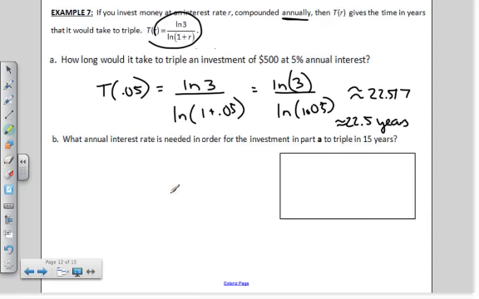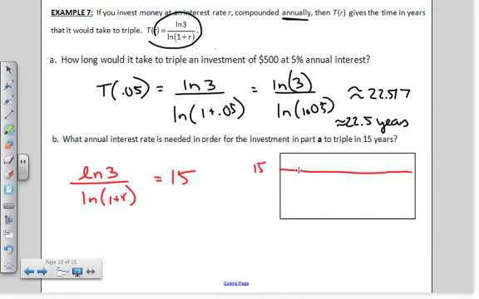All right. What annual interest rate is needed for that investment to triple in 15 years? Well, we have to take our function, ln of 3 over ln of 1 plus r, and set it equal to 15. Now, one way we can do that is to draw the line y equals 15. And when you graph the ln of 3 over ln of 1 plus r, except you have to use an x in the calculator, it looks like that. And you can find the point of intersection, which is right there.